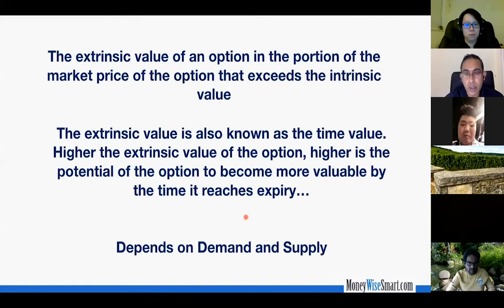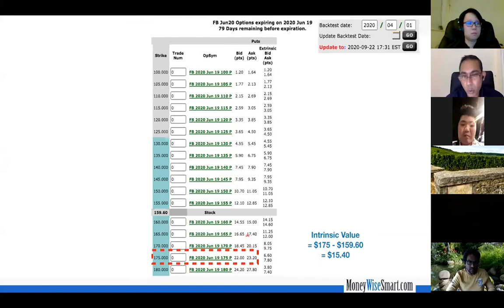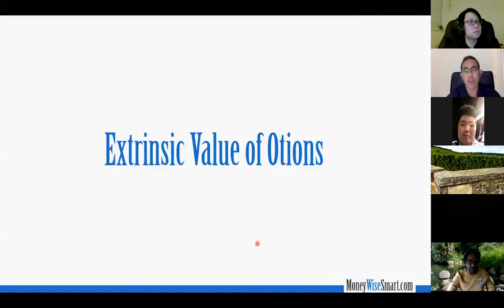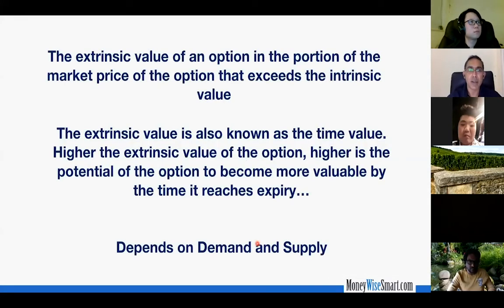However, now let's look at the extrinsic value. And before that, let me quickly draw your attention to the market price of these options. See, the intrinsic value is $15.40, but the market price is a lot higher. And we will see the reason for that. That's because of the extrinsic value. The extrinsic value of an option is the portion of the market price of the option that exceeds the intrinsic value. The extrinsic value is also known as the time value, so we will use these interchangeably. You should understand that we are referring to that excess over and above the intrinsic value.